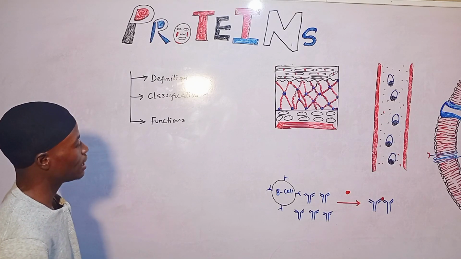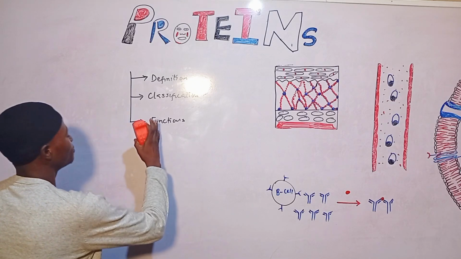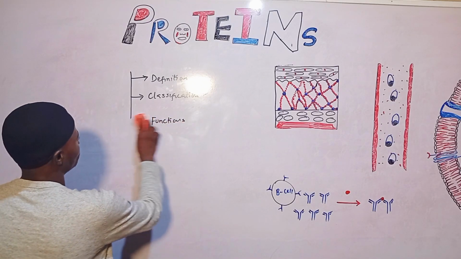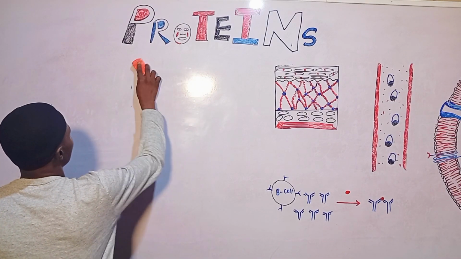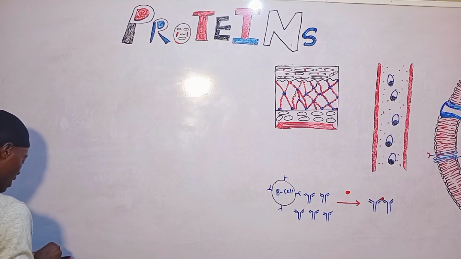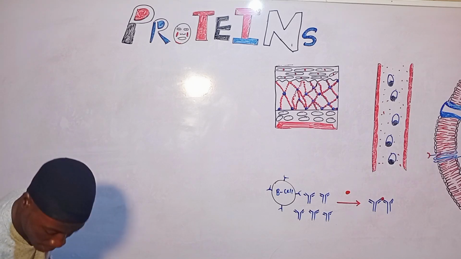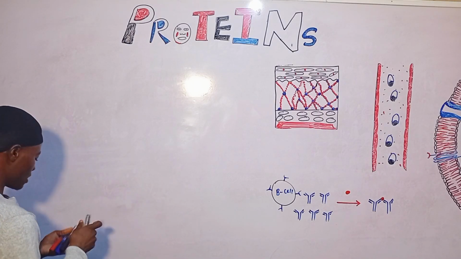Let's just go ahead and talk about the classification. As far as classification is concerned, I want you guys to just calm down and listen carefully to what I'm about to say. When it comes to classification of protein, protein is generally classified into three types. You understand? It's generally divided into three classes.